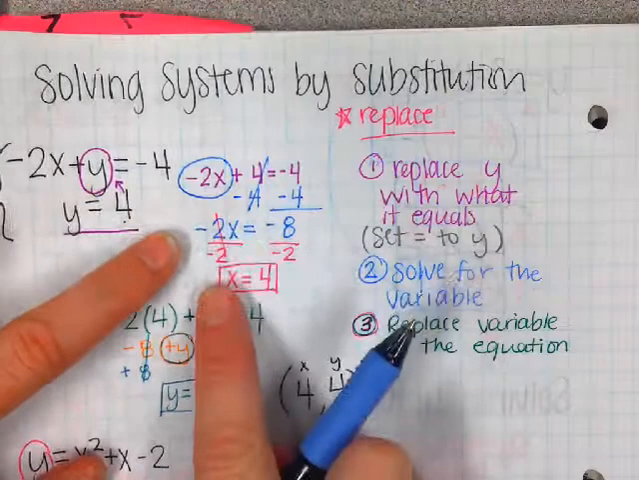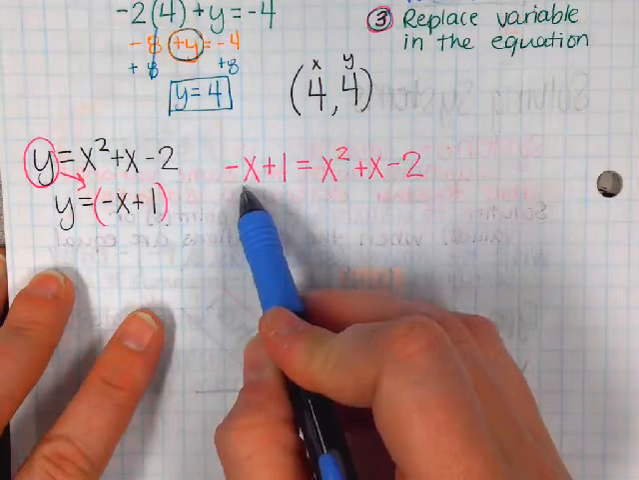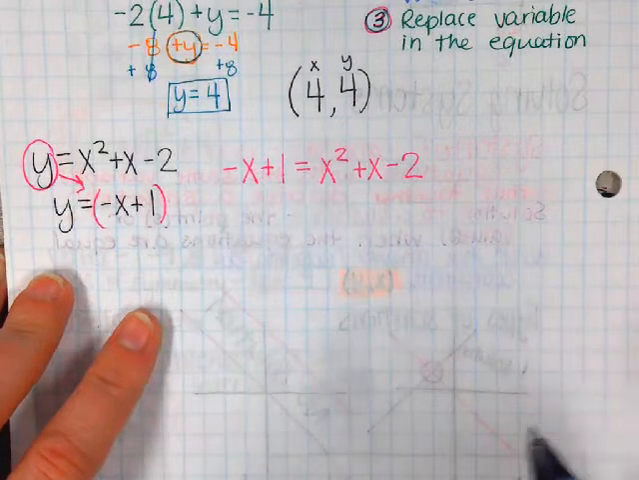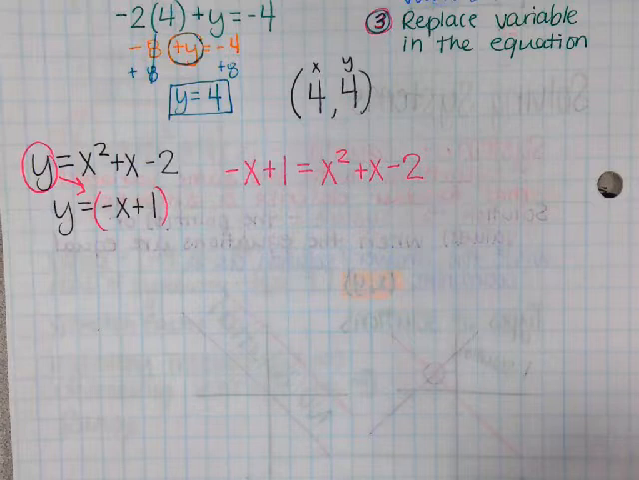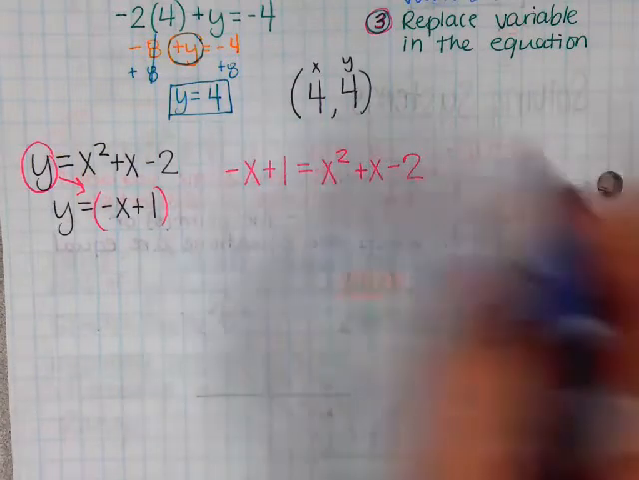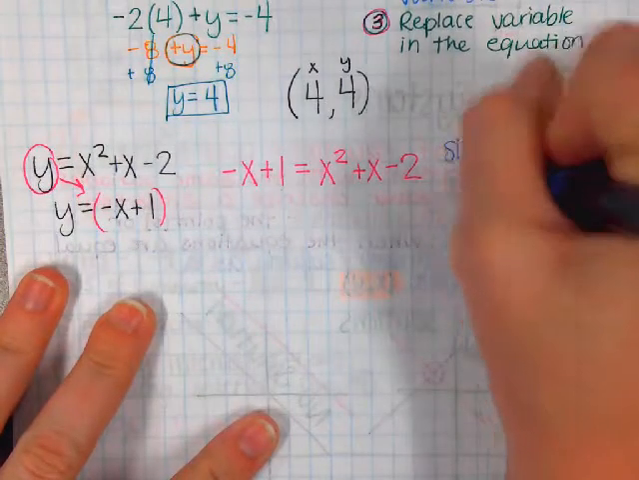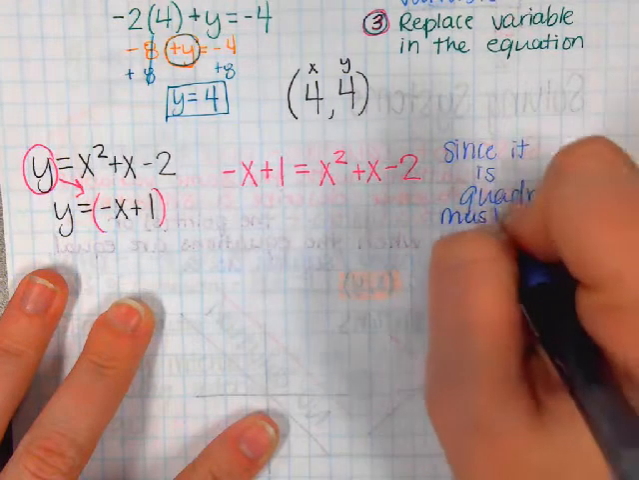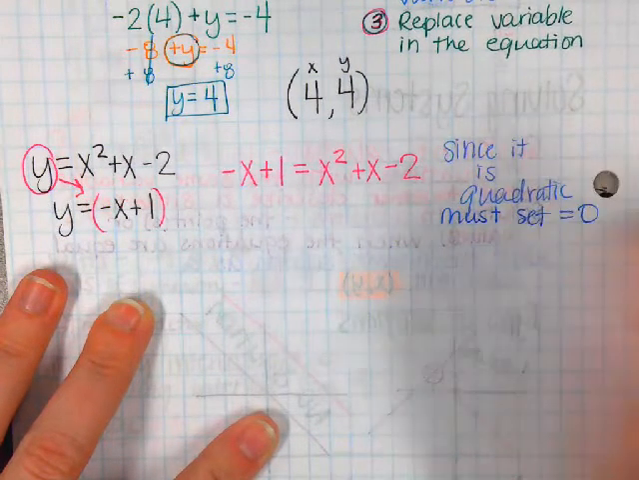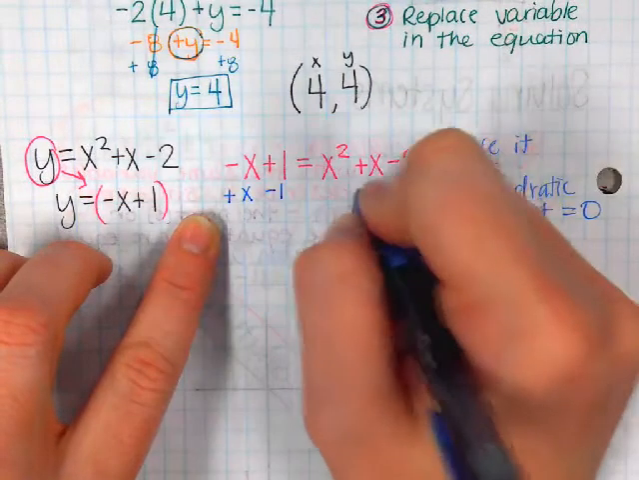Okay, and then it says solve for the variable. Now, this one right here was just an x, so we just got it by itself. This actually has multiple variables. There's an x squared, there's an x, there's a negative x right there. Well, when you do this, you can't just solve for x. So since it's a quadratic, you must set equal to 0. So I'm going to get it set equal to 0.